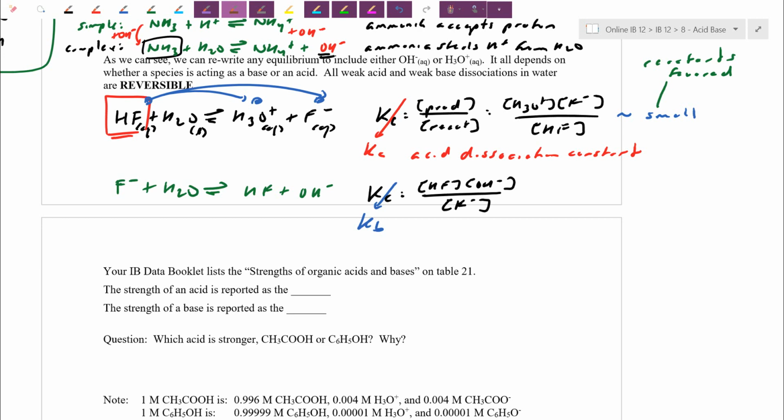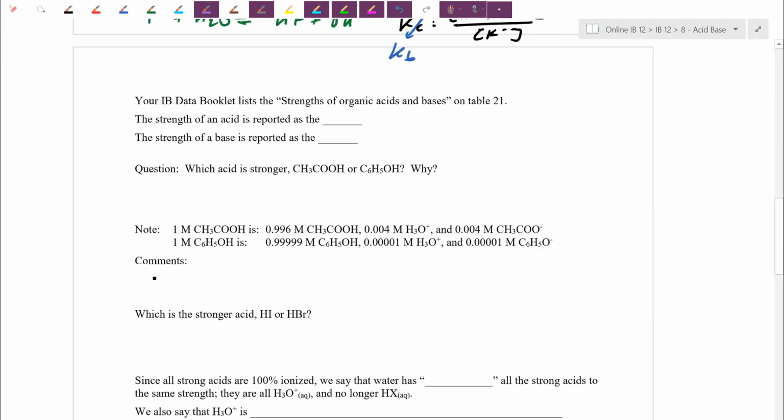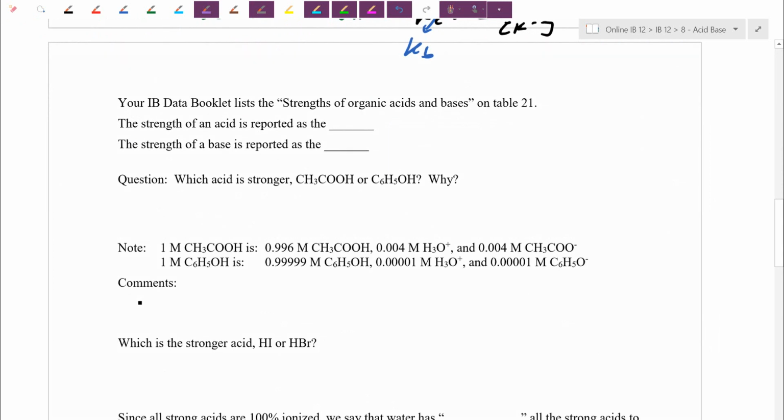Let's just flip over the page here. So on our data booklet here on table 21, we're given a list of these different strengths. Again, remember this part here means the degree of ionization, basically how far along the equilibria actually lie. The strength of the acid, earlier we had just been calling it Ka and Kb, so we'll start there. So strength of acid is reported as Ka and Kb.